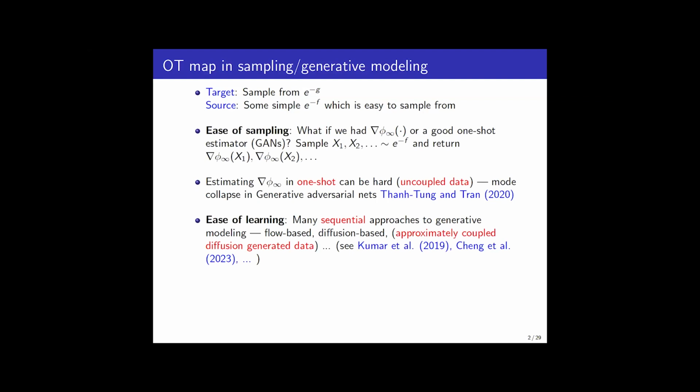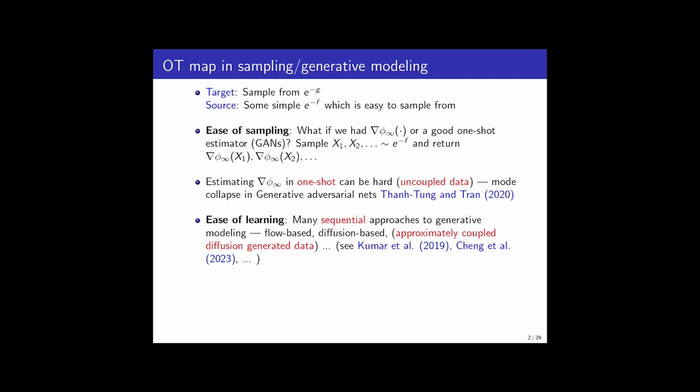So one, I'll describe a class of algorithms which are maybe slightly easier to sample from, and another class of algorithms which are maybe slightly easier to learn from. So what do I mean by slightly easier to sample from? If you look at adversarial networks, what they'll typically try to do is learn some transformation that takes you from maybe the easy distribution, like a normal, which here is e power minus f, to a more complicated distribution like e power minus g.